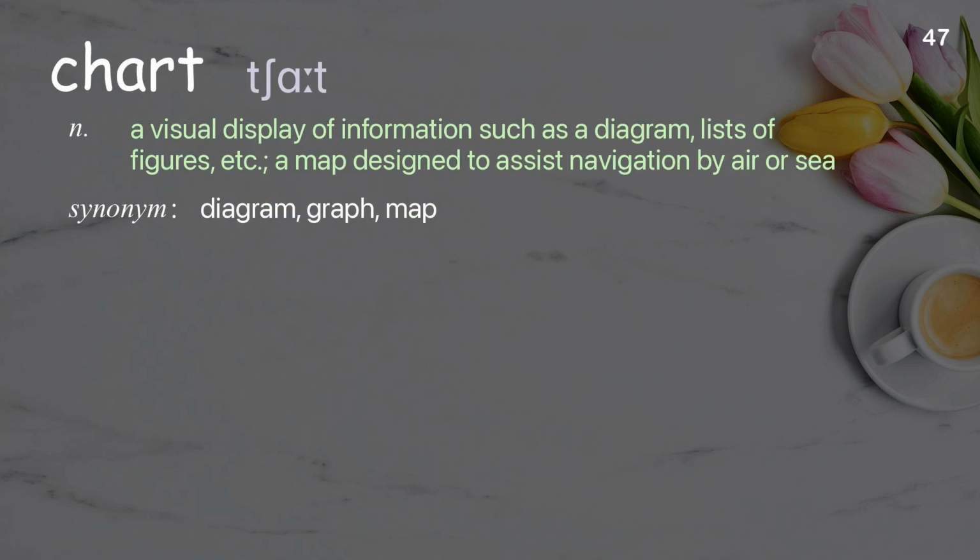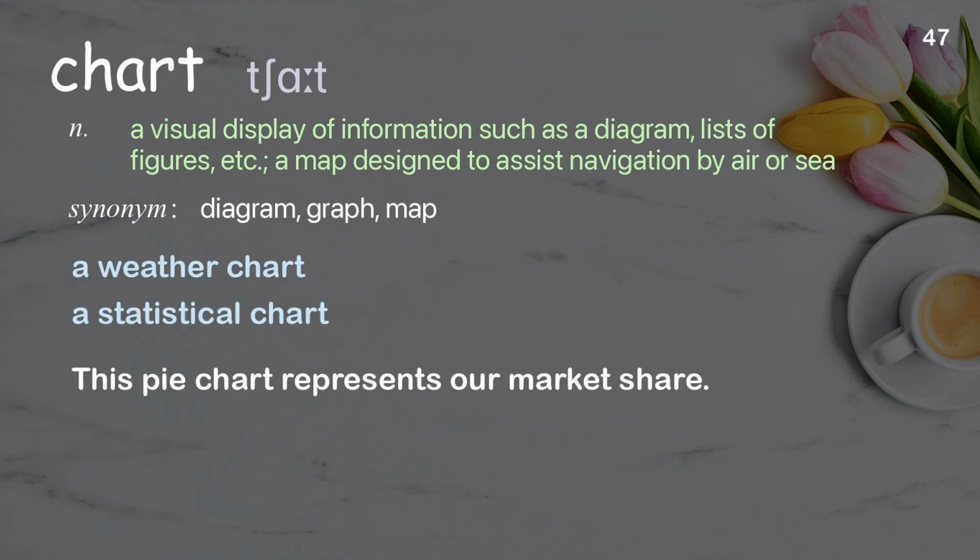Chart. A visual display of information, such as a diagram, lists of figures, etc.; a map designed to assist navigation by air or sea. Examples: A weather chart. A statistical chart. This pie chart represents our market share.